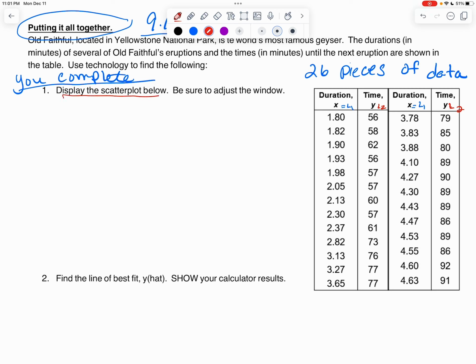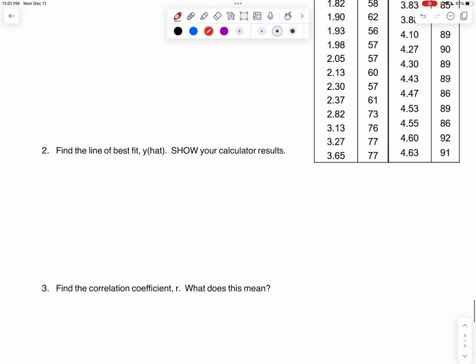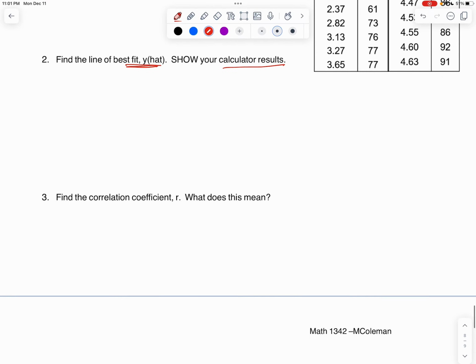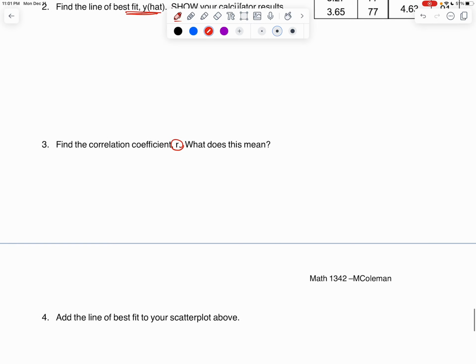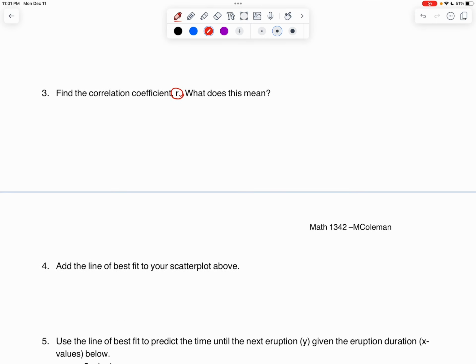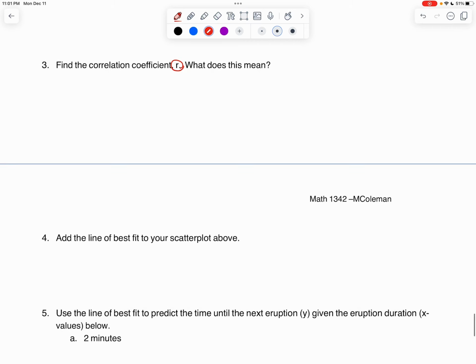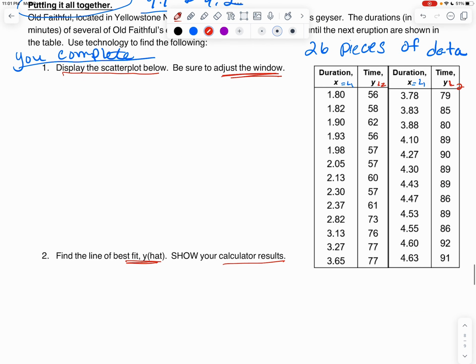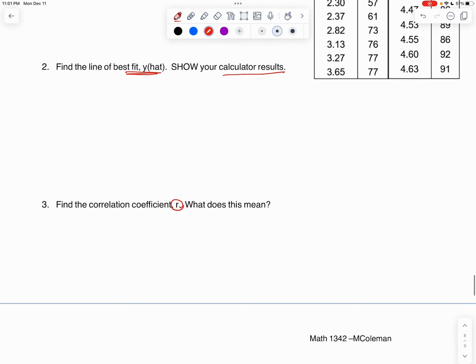I want you to draw the scatter plot. Make sure that you adjust that window. That window is the most important thing. Then find the line of best fit, your y hat. Show what your calculator gets for a result. What is that correlation coefficient? What is that R value? And what does that mean? Is it a good correlation, a bad correlation, a positive, a negative, a strong, a weak? Add your line of best fit to your scatter plot above. So I do want you to go back to number 1 and actually put that line of best fit in there.